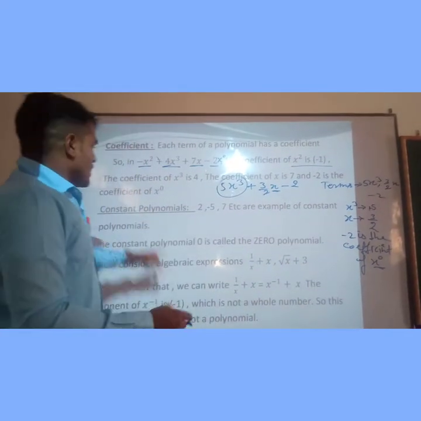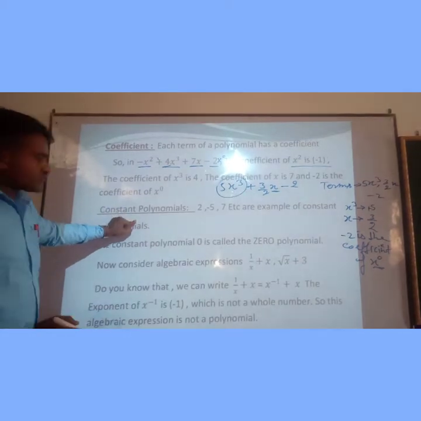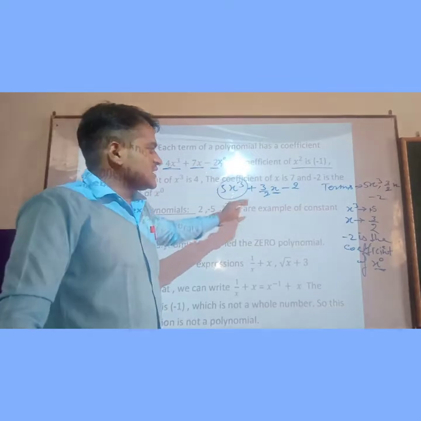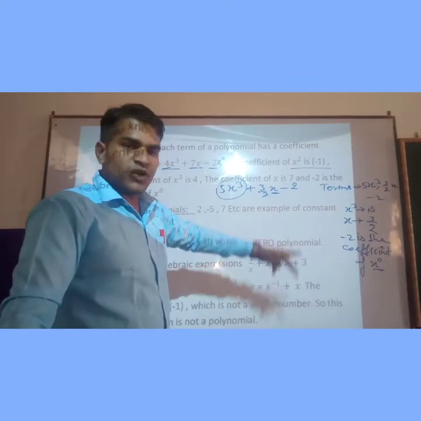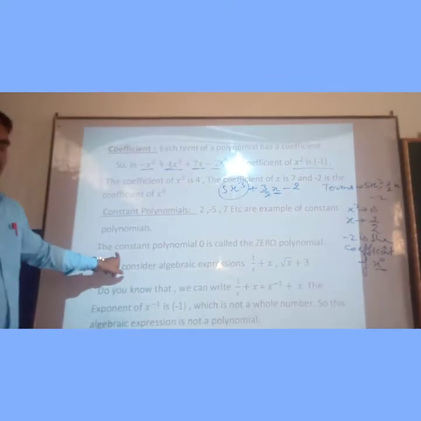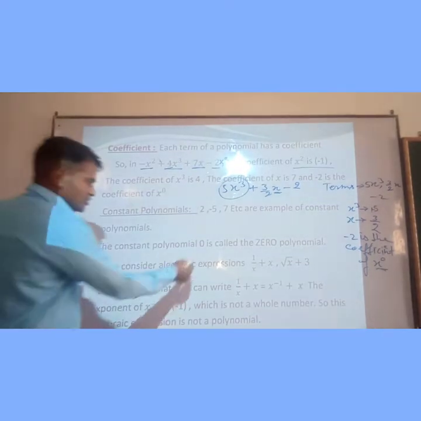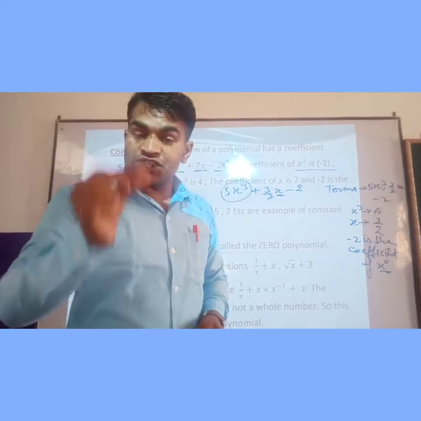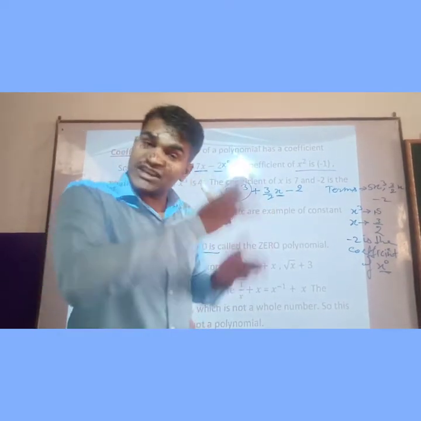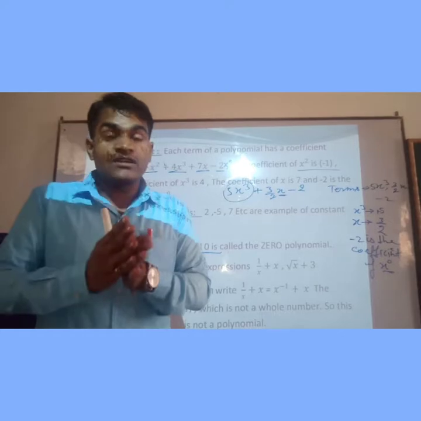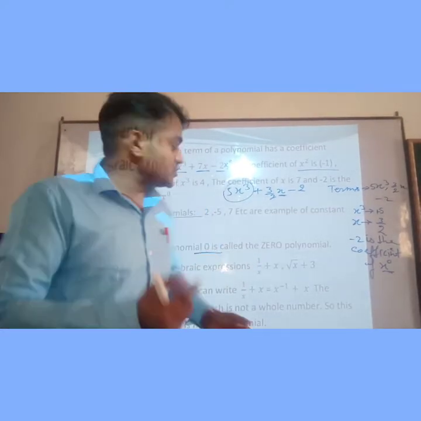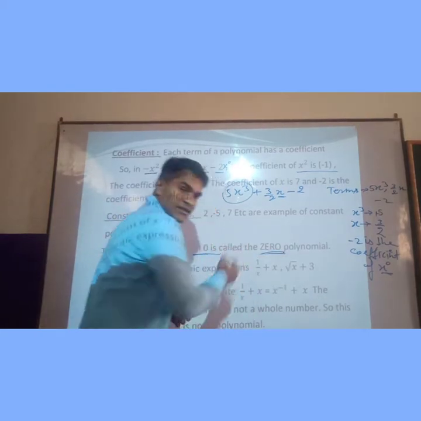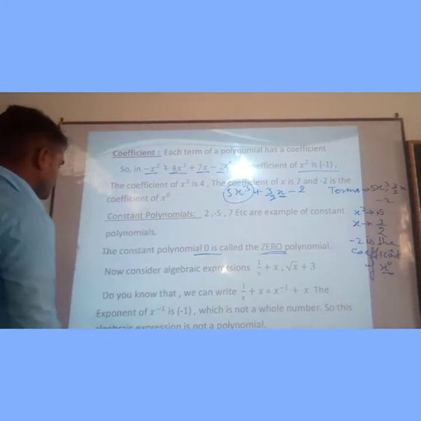It's clear. Now, constant polynomial. Constant polynomials like minus 2, 5, 7, etc. are all called constant polynomials. The constant polynomial 0 is called the zero polynomial. If anybody asks you whether 0 is a polynomial, yes, 0 is a polynomial. It is a constant polynomial, and this is called the zero polynomial.